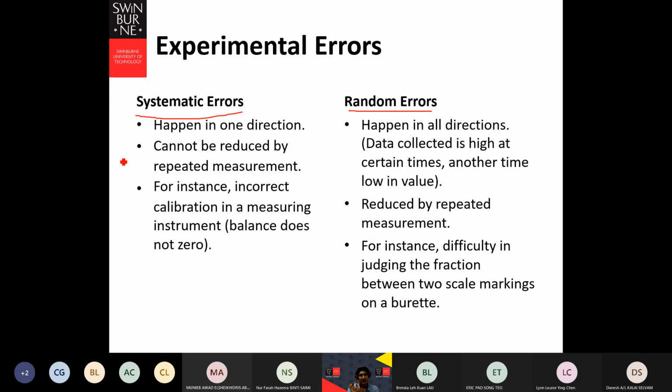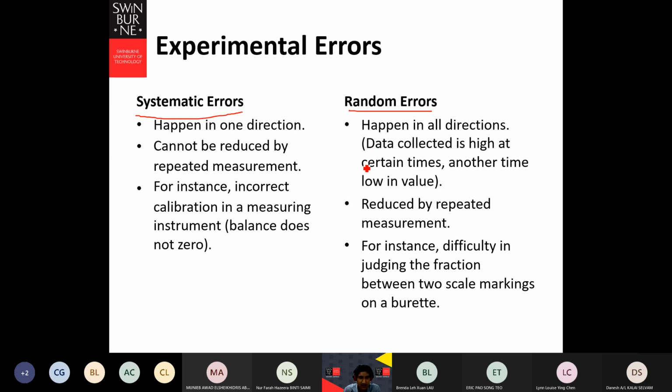So this is a systematic error, and this occurs if we do not calibrate, or if we do not take it seriously. So what we must do is calibrate. We will standardize our instruments and all the apparatus before we proceed with the experiment.